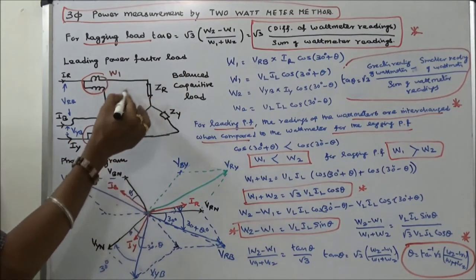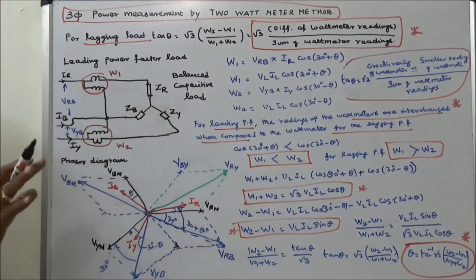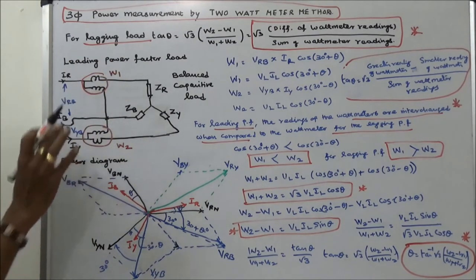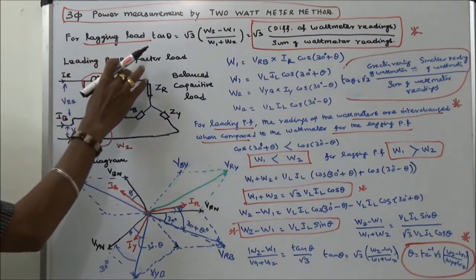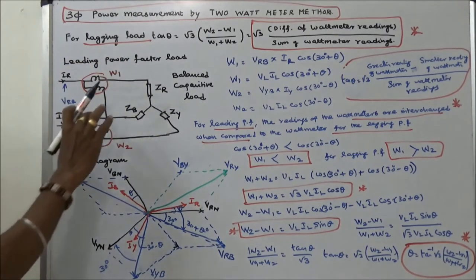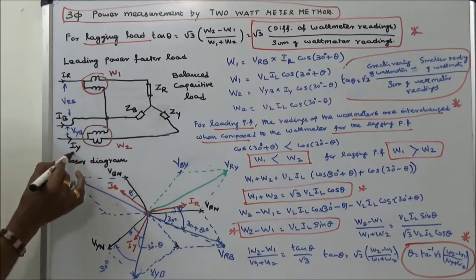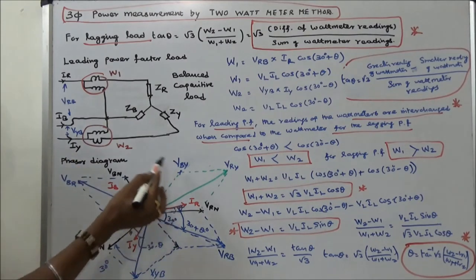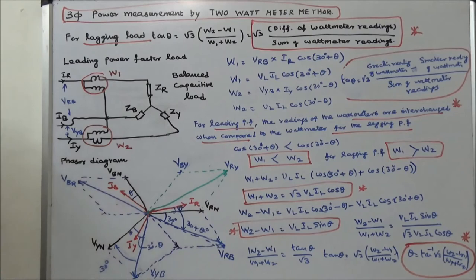Let me consider a star connected balanced capacitive load. We are connecting two wattmeters. Wattmeter 1 reads the voltage VRB into IR. Wattmeter 2 reads VYB into IY. I will draw the phasor diagram. This is the phasor diagram.